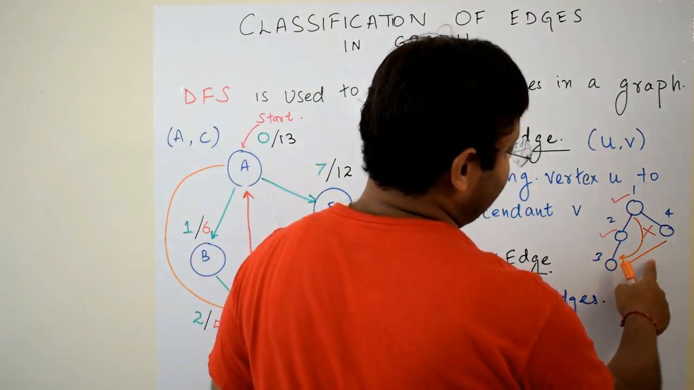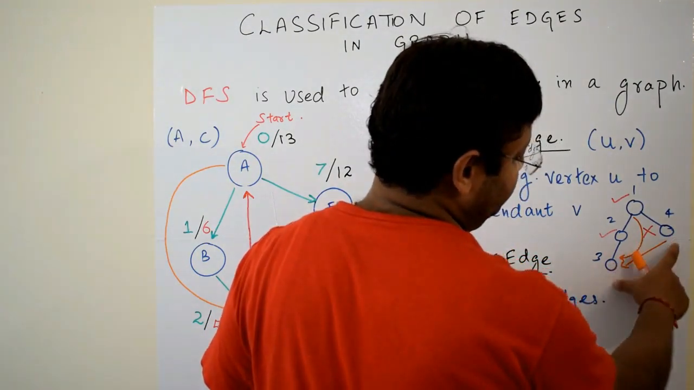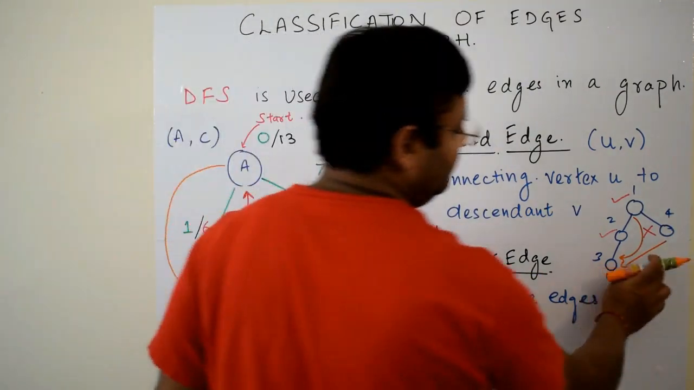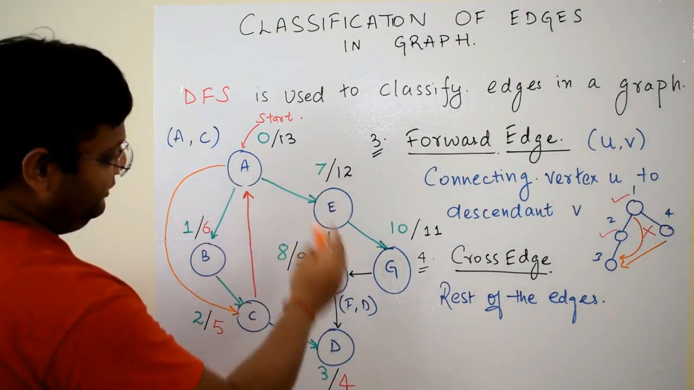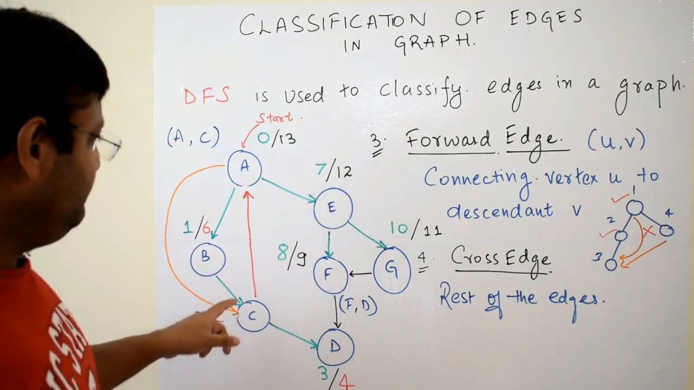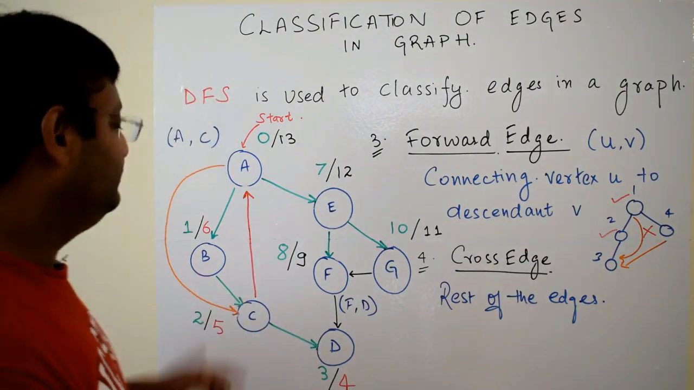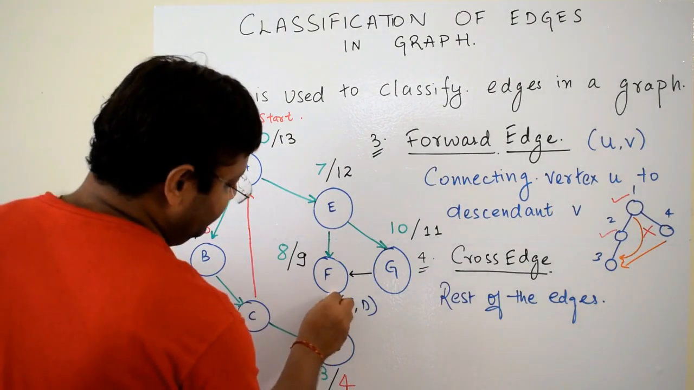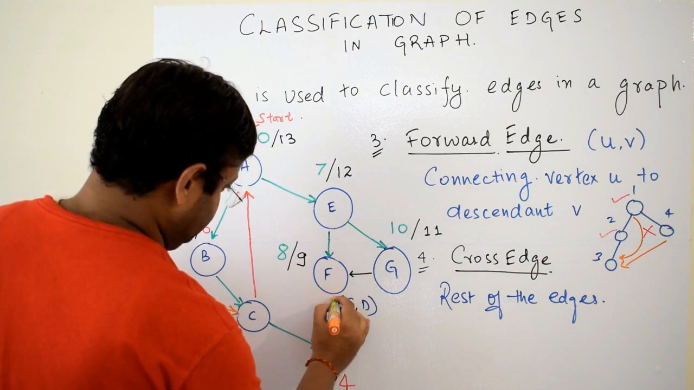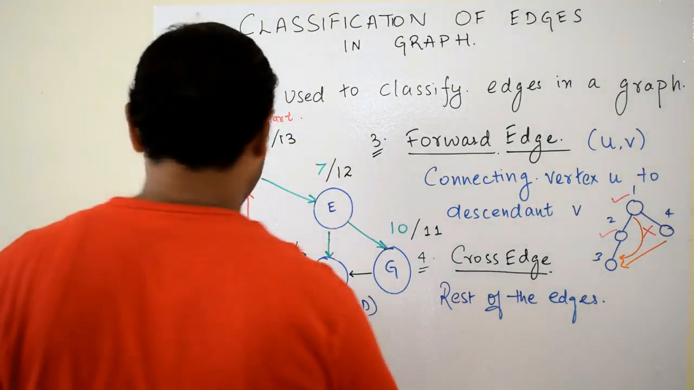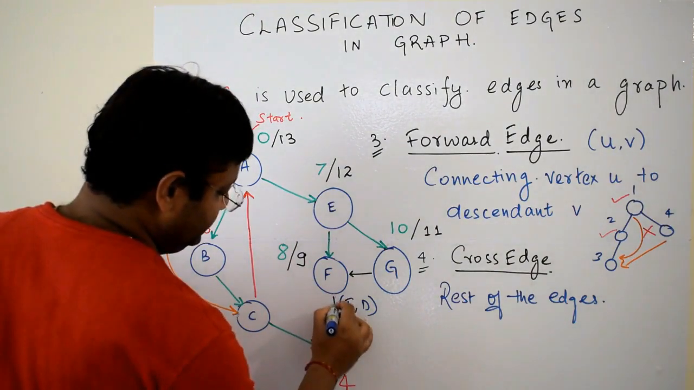Now, is this a back edge? Or is this a forward edge? No, because there is no relationship of ancestor and descendant in this case between 4 and 3. So what is it? In this case also we can see from F to D, this is not a tree edge. Again, there is no relationship between F and D with respect to ancestor or descendant. So this will be our, I'm so sorry, this will be our cross edge, right? I might have said forward edge, but this will be our cross edge, right?